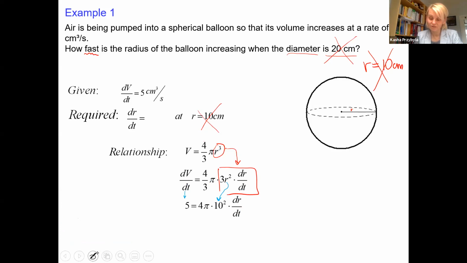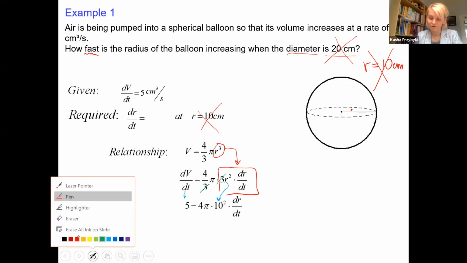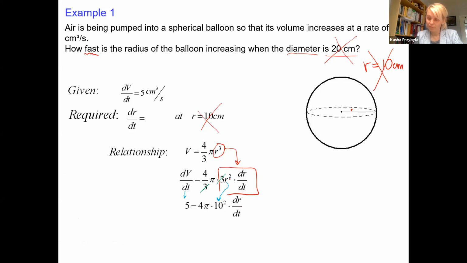I think I simplify. Did I simplify? I cancel out these 4 pi 10 squared dr dt. That means I have to take this 4 pi 10 squared and divide both sides of the equation.